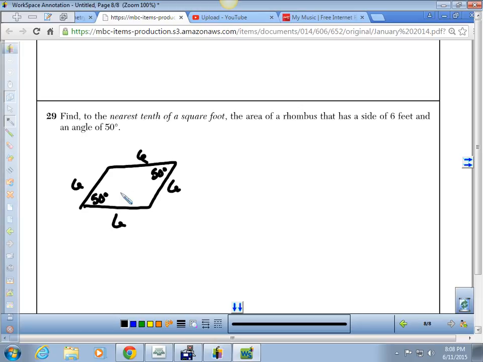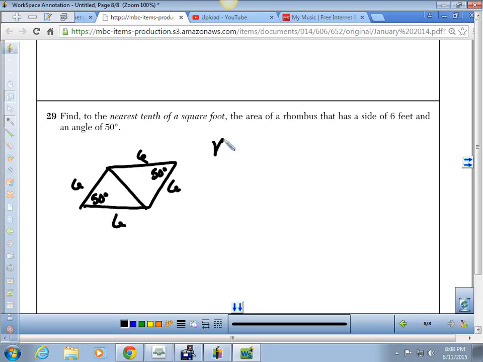Well, how do we find the area of a rhombus? What's the height? I don't either. How are we going to find the area of the rhombus? Find the area of two triangles. What do we know about those two triangles? They're congruent, right? So they're going to have the same areas.